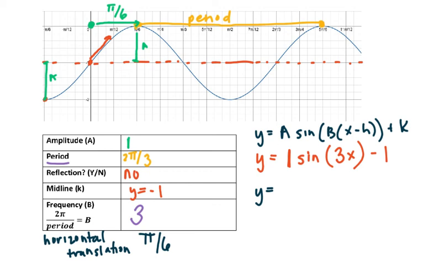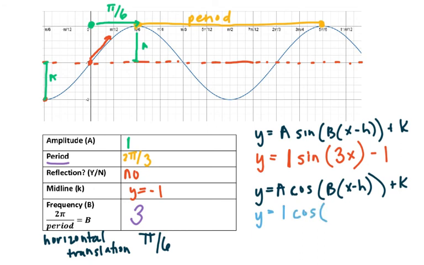So transformation form looks the same as sine, except instead of sine, of course, we have cosine. And we are just going to substitute this information into this function. So we are going to have the same a value of 1. Our b value is still going to be 3. But this time we do have a horizontal translation of pi over 6. And then finally, our k value, our midline, is the same, which is -1.